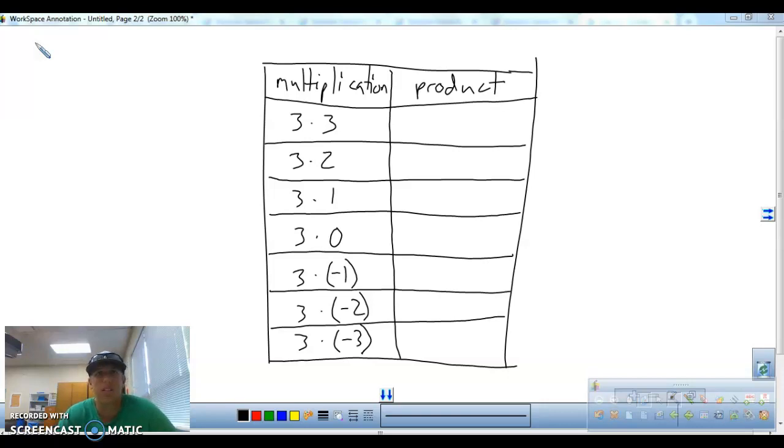First thing we're going to look at: we've been adding and subtracting positive and negative numbers as well. Now we're going to multiply and divide positive and negative numbers, okay? So the first thing we're going to look at is how to multiply a positive times a negative number, okay?